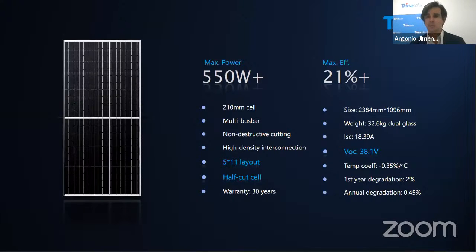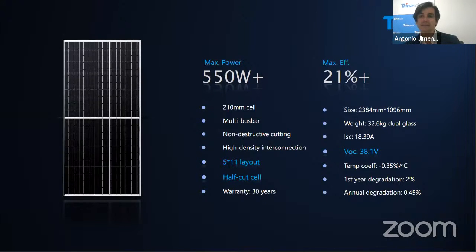The weight of the module is around 28 kilos for the back sheet and 32 for the dual glass. It's still a weight that is manageable, that can be installed, not much different from previous modules in the market. And they have a series of characteristics with a cell that makes a very reliable product, which I will go into in the following slide. These are the non-destructive cutting, the multi-busbar, high density, and so on.